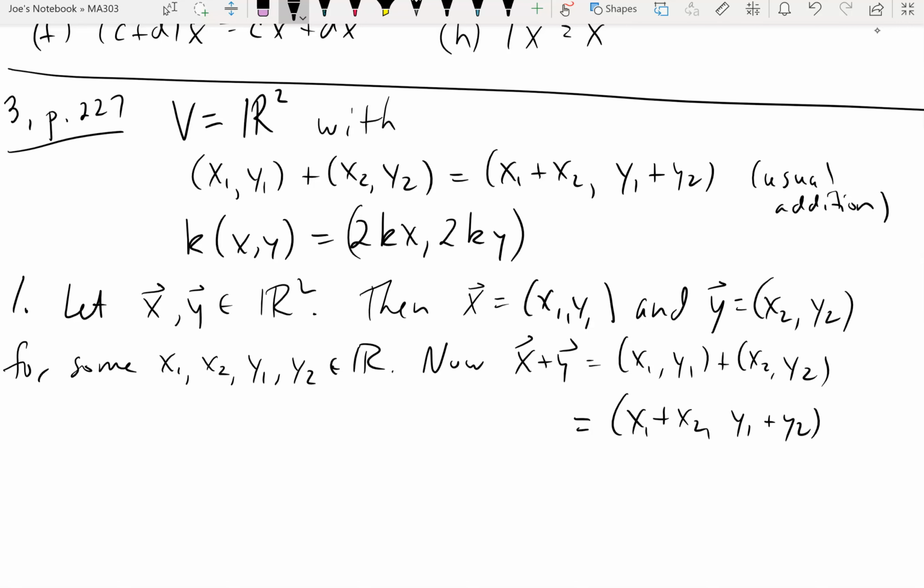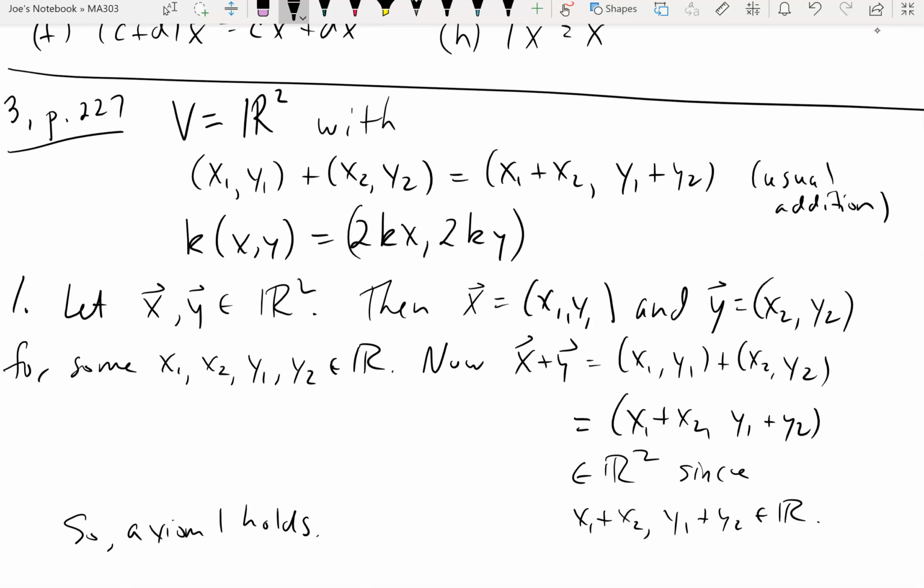And now how do we know that this is back in R2 again? Well, first it has two components, right? What do each of those components need to be? Real numbers. How do I know that each component's a real number? Because you're adding two real numbers. Good, because I'm adding two real numbers together. So this is back in R2 because x1 plus x2, y1 plus y2 are real numbers. So axiom 1 holds here.